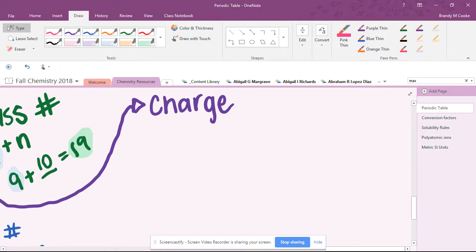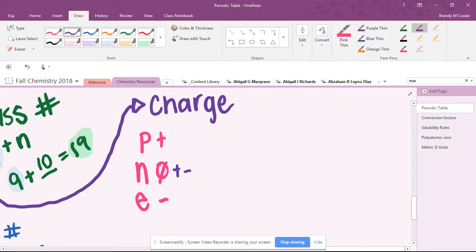So let's think about this here. We have protons, which are positive. We have neutrons, which are neutral. And we have electrons, which are negative. So you should be thinking to yourself, okay, what can I lose in order to get a charge? Well, if we lose neutrons, let's say we gain or lose neutrons, is that going to affect the charge?